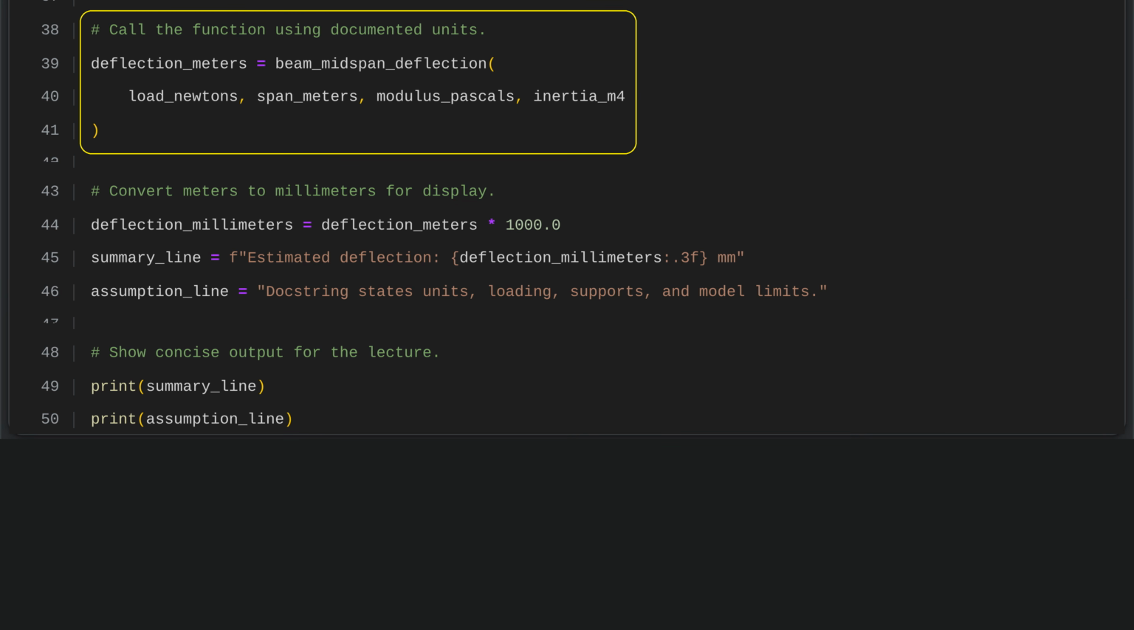The beam midspan deflection function uses the load, span, modulus, and moment of inertia to calculate how much the beam bends at its midpoint. The result is the deflection in meters, which helps evaluate the beam's response under the given loading and material conditions.